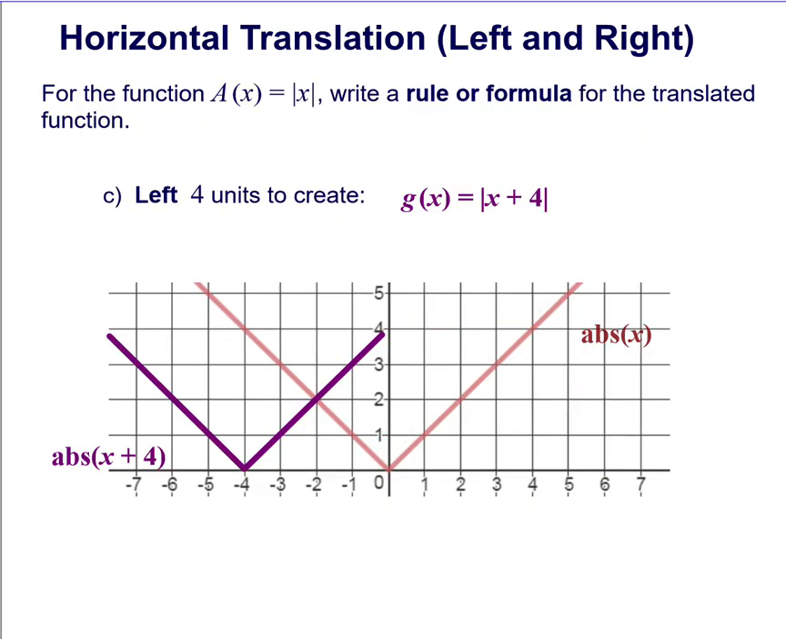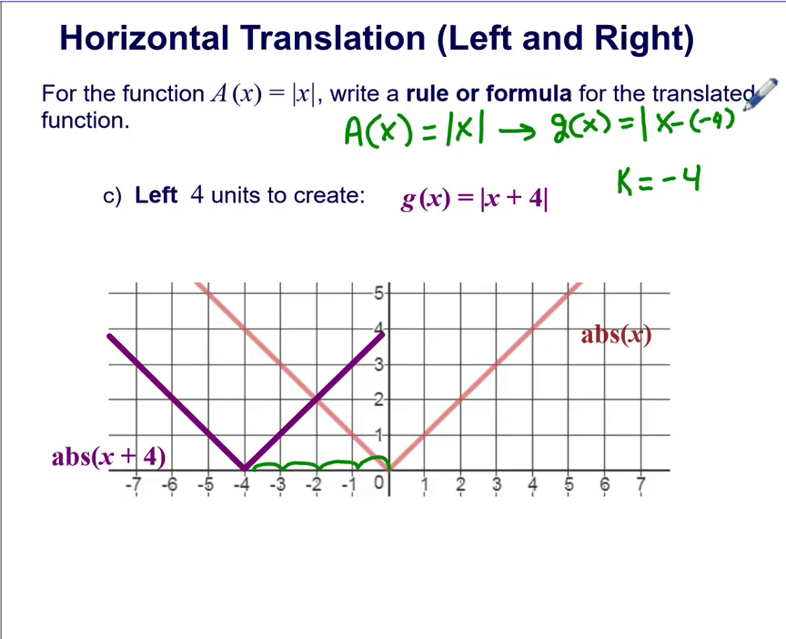Now for our third case, we're moving this original function 4 units to the left, which means our value of k is equal to negative 4. So the function a of x, which is equal to the absolute value of x, becomes g of x, which is the absolute value of x minus a negative 4. X minus negative 4 is also x plus 4. So our simplified final rule will be that g of x is equal to the absolute value of x plus 4.